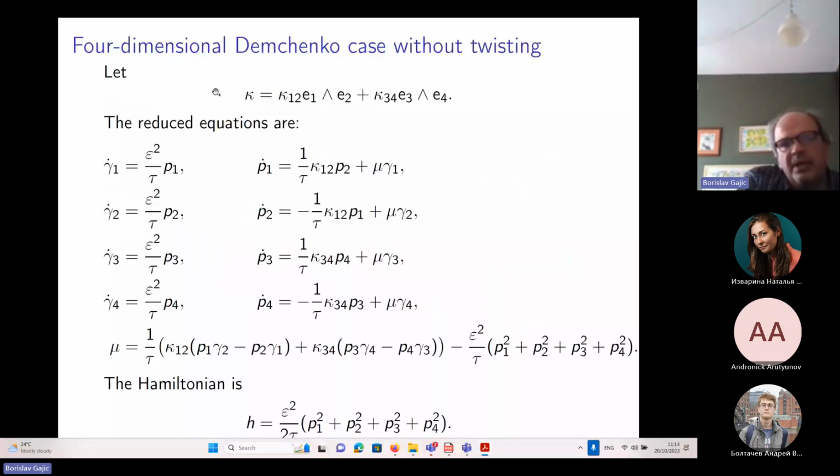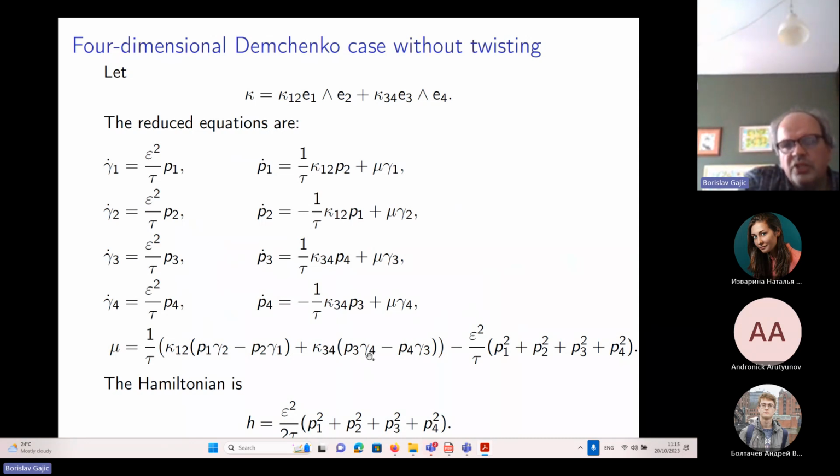our kappa is given by this skew-symmetric matrix, kappa 1, 2, kappa 3, 4. This is our gyroscopic momentum. And the reduced equation can be written in this form. We have gamma 1 dot, gamma 4 dot, and this is the additional momenta. Mu is this Lagrange multiplier, and there is a Hamiltonian of the form.